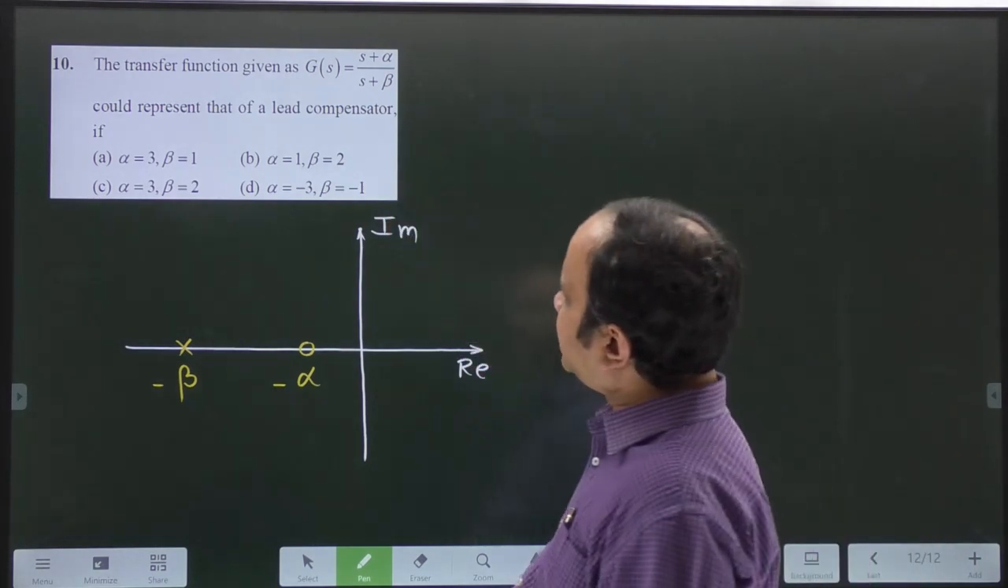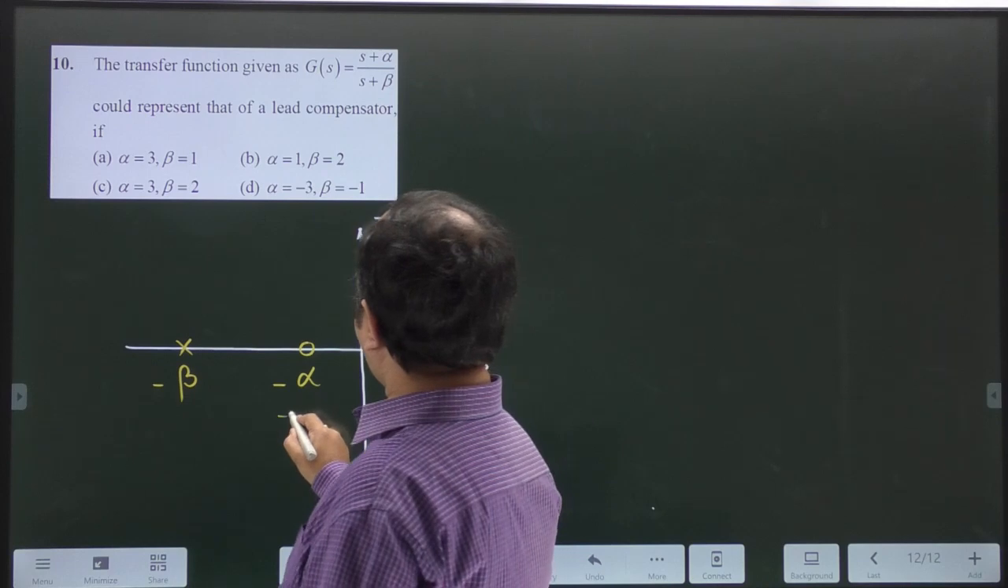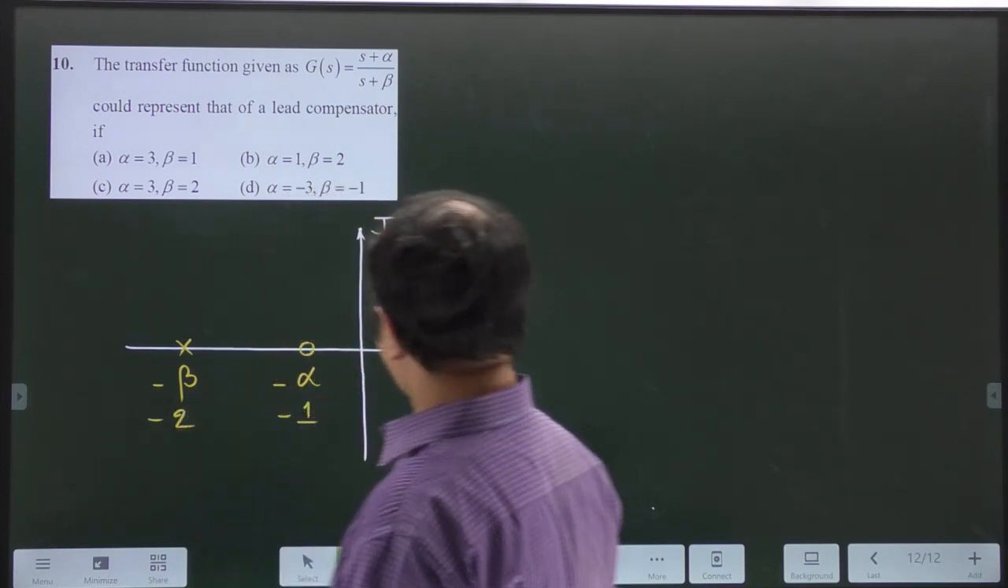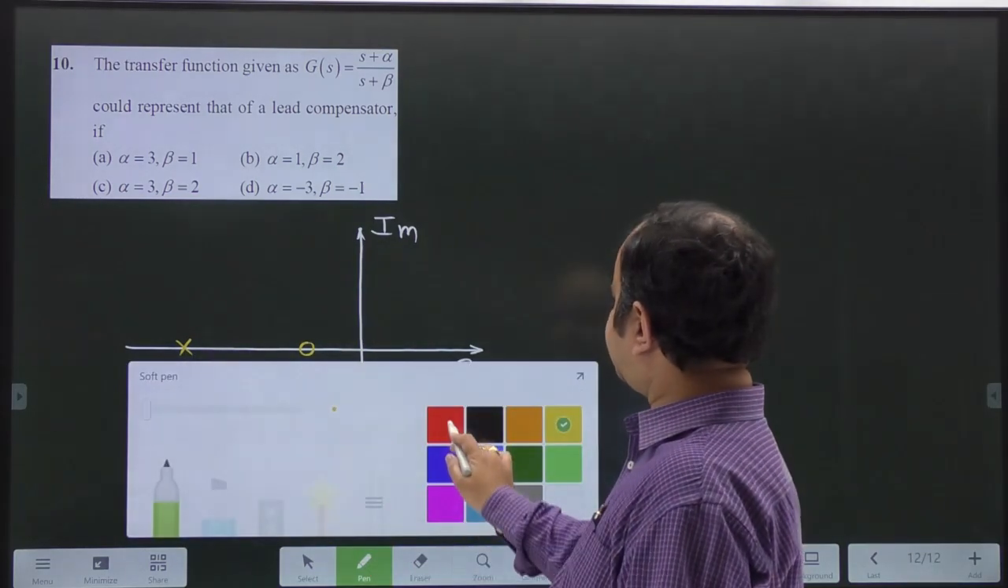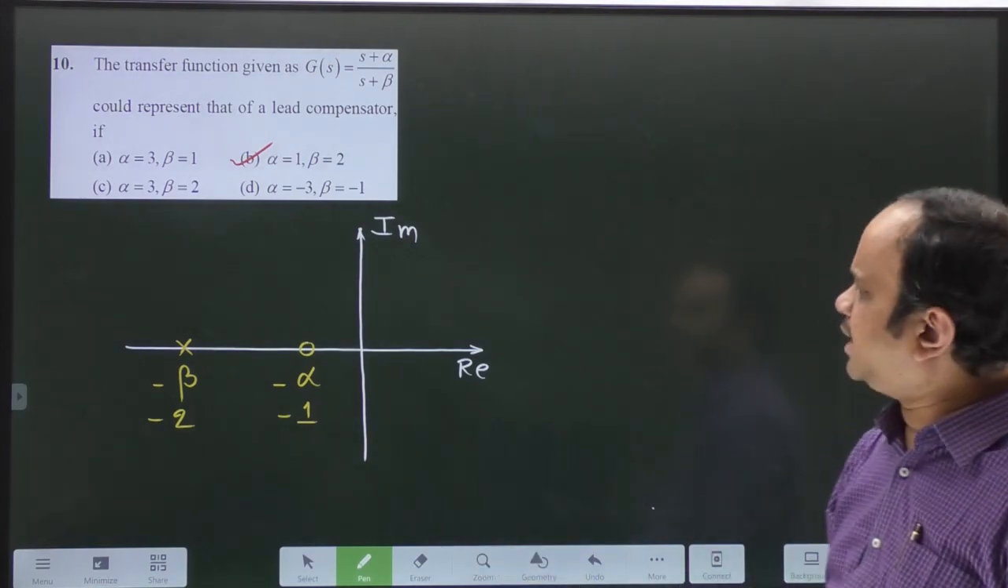Now if you observe carefully, which option will be satisfying this one? Minus 1, minus 2. Therefore we can say option B will be the correct answer.